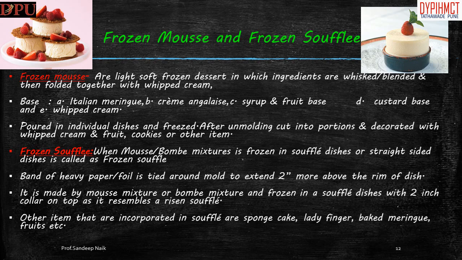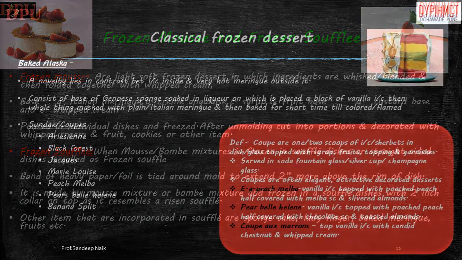Frozen souffles. Definition: mousse or bombe mixtures frozen in souffle dishes or straight-sided dishes. A band of heavy paper or foil is tied around the mold to extend 2 inches above the rim of the dish. It is made from mousse mixture or bombe mixture and frozen in souffle dishes with a 2-inch collar on top, as it resembles a risen souffle. Other items incorporated in souffle are sponge cake, ladyfinger, baked meringue, fruits etc. Example: frozen lemon souffle, frozen praline souffle.